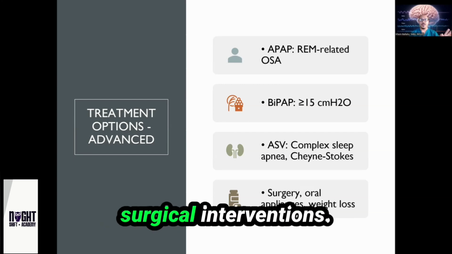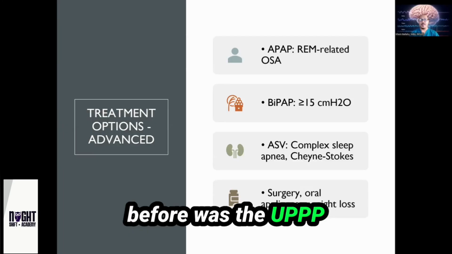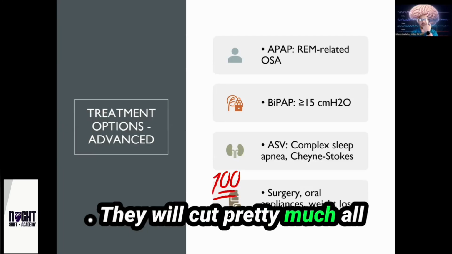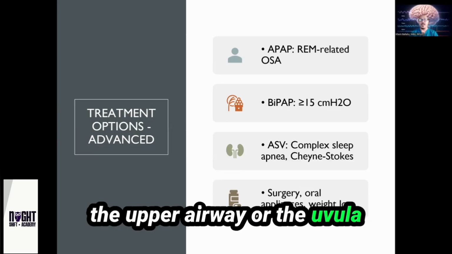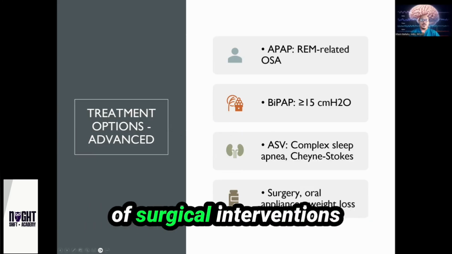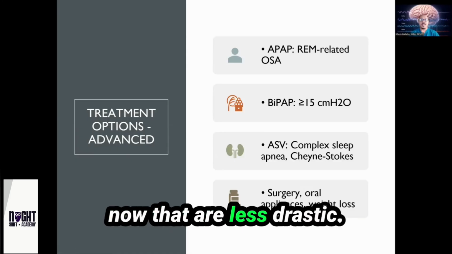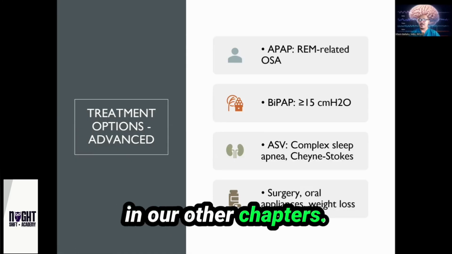Other options include surgical interventions. There are multiple surgical interventions. The most well-known before was the UPPP. They will cut pretty much all of the tissues that are close to the upper airway, the uvula, the tonsils, or the adenoids. But they have other types of surgical interventions now that are less drastic. We will talk about that in our other chapters.